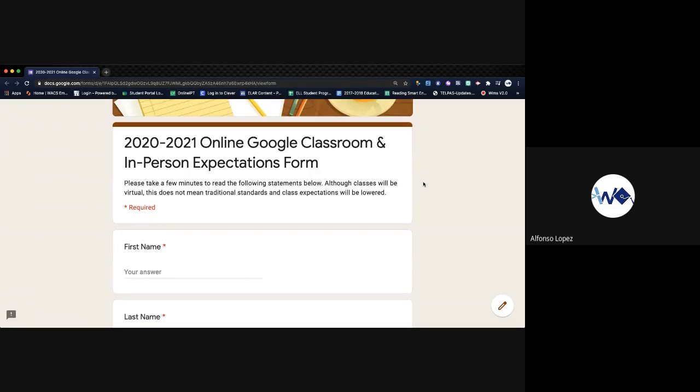As it says in the instructions, please take a few minutes to read the following statements below. Although classes will be virtual, this does not mean traditional standards and class expectations will be lowered. So basically what that means is, even though we're going to be online, it does not mean that it's going to be easier, right? We still have to focus on our reading and improving our writing skills. You'll still be expected to complete assignments, and that's what this is going to go over for a little bit.